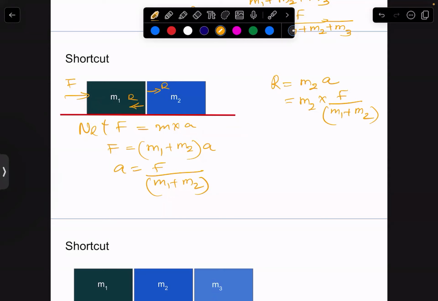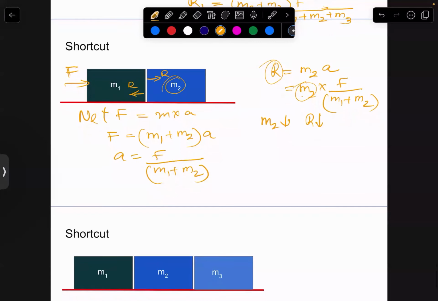So as soon as you see a system of 2 blocks or 3 blocks, you can immediately recognize the reaction force. The reaction force acting on this object will be proportional to the second mass. Okay, M2 is here. So whatever force is acting on the first block, the second block will be deciding the reaction force strength. So this M2 is less, that means the reaction force will be less. So you can understand that, right?